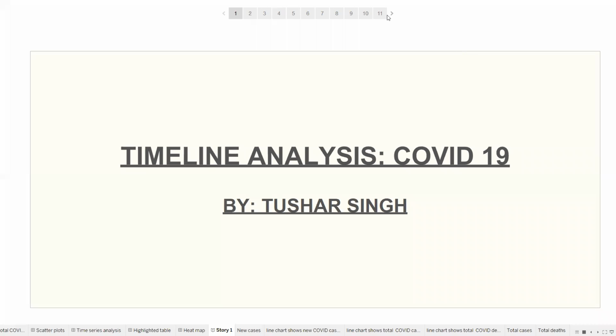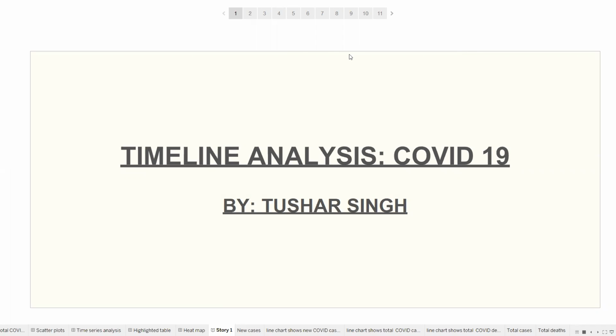My name is Tushar Singh, and I am currently pursuing my internship from Sparks Foundation in the Data Science and Business Analytics domain. And in this task, I am going to demonstrate the timeline analysis of COVID-19 for all the major continents and locations for the year 2020, which also includes India, by using Tableau.